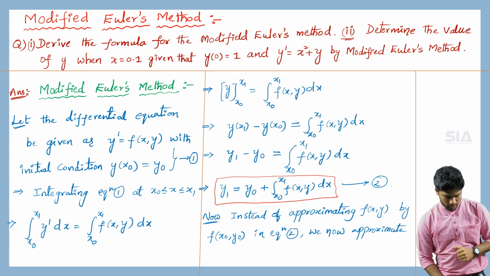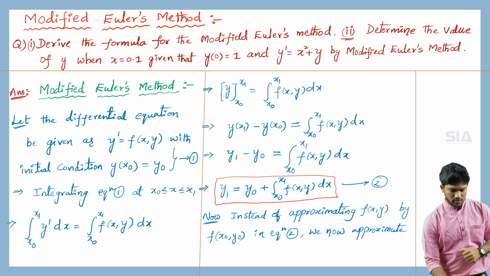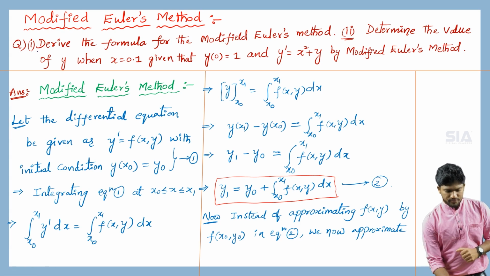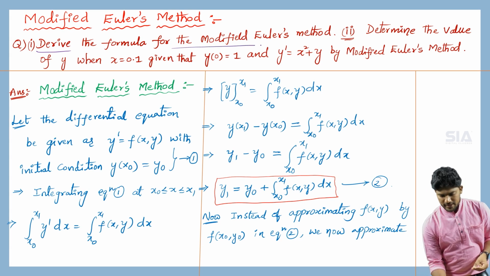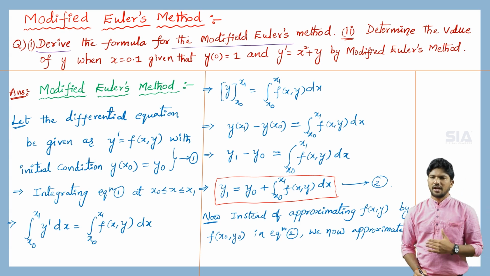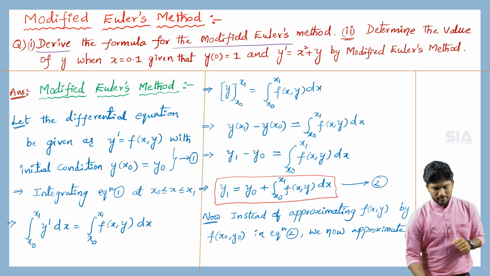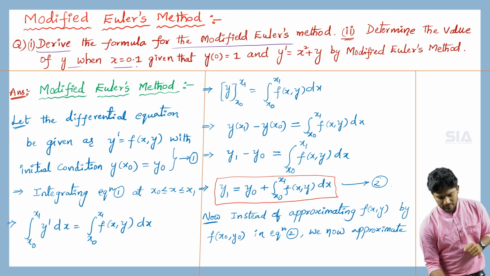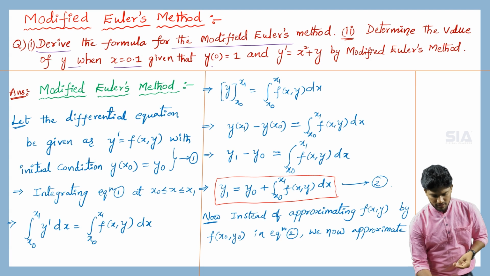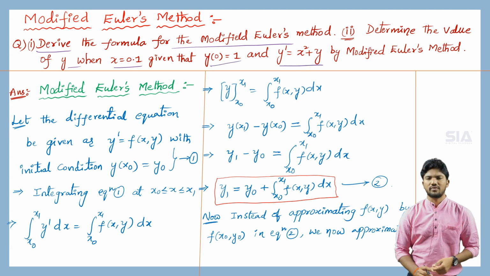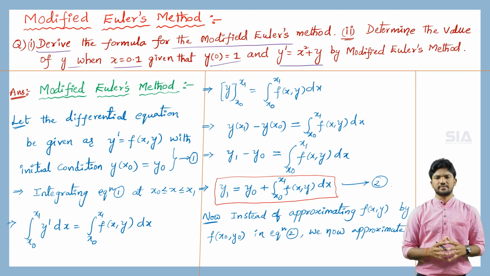One of the important methods. See the statement first of all. Derive the formula for the Modified Euler's Method. And the second problem is: determine the value of y when x is equal to 0.1, given that y(0) = 1, and the initial value problem y' = x² + y, by modified Euler's method.